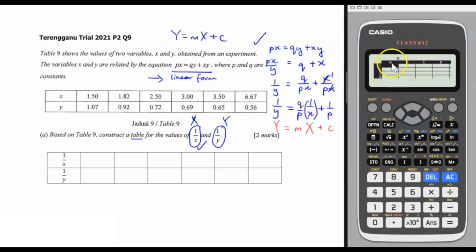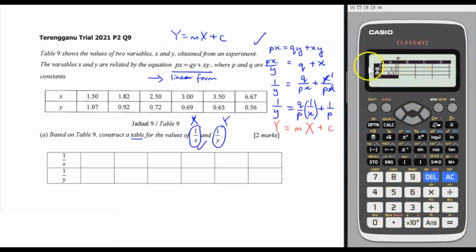So column A will represent the x data given in the question, and column B will be the y data given. Okay, so let's key in all the data given. So the first one is x is 1.5. So 1.5, then you press equals. Okay, so you go into the table. Then the next one is 1.82, then equals, then 2.5, then equals, and then 3 equals, then 3.5, then equals, and then 6.67, then equals.